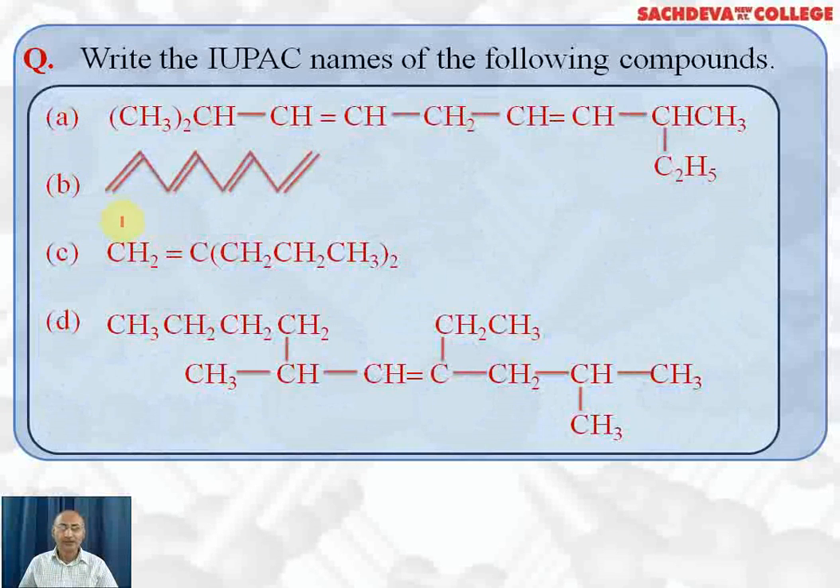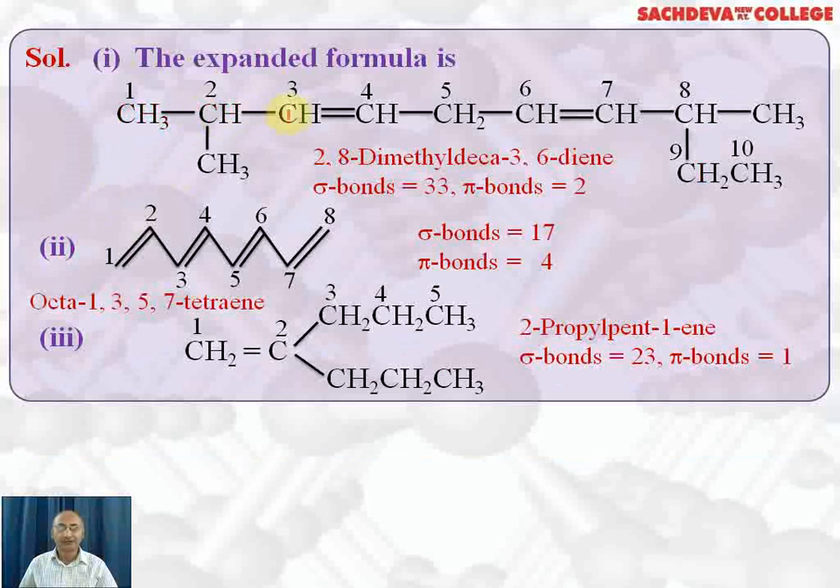Let's take up the IUPAC names of the following compounds. First, we write the expanded formula which helps you to count the number of carbon atoms. The longest chain contains 1, 2, 3, 4, 5, 6, 7, 8, 9 and 10. There are 10 carbon atoms in the longest chain. With the second carbon we have a methyl group. Then we have the 8th carbon, also a methyl group. So we call it 2,8-dimethyl.